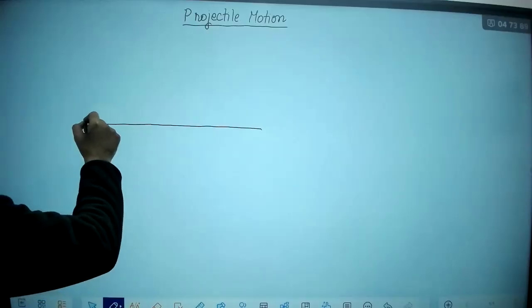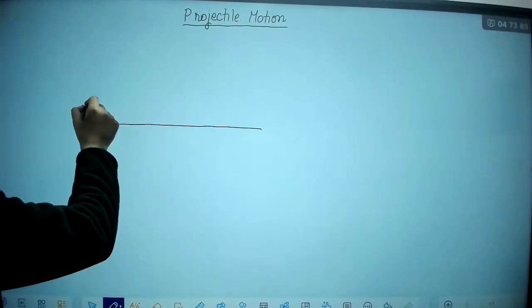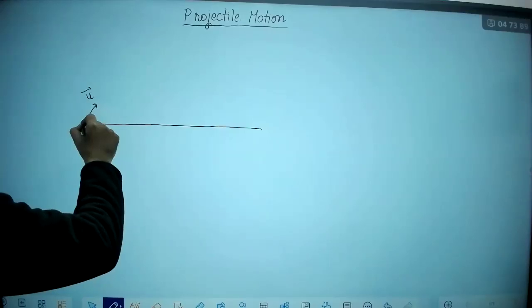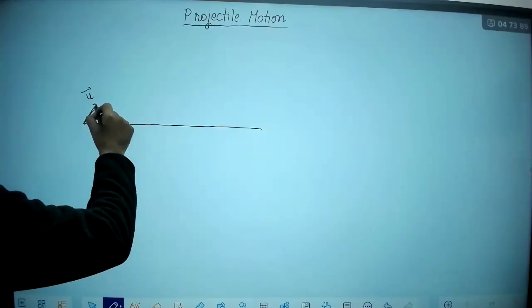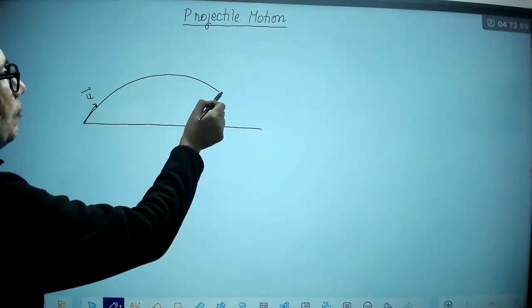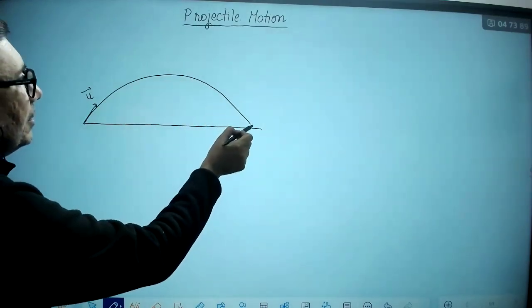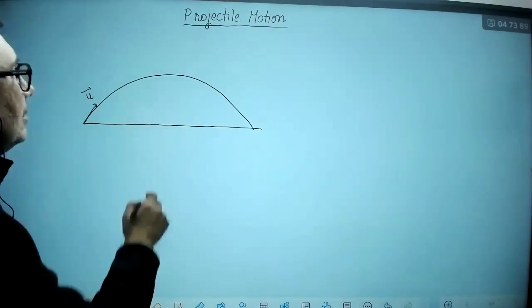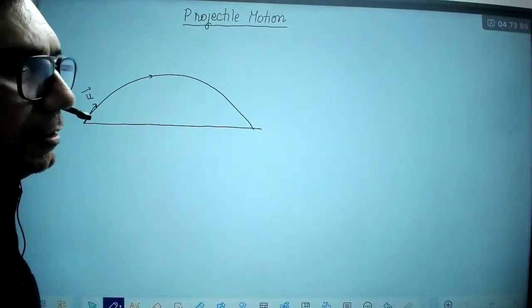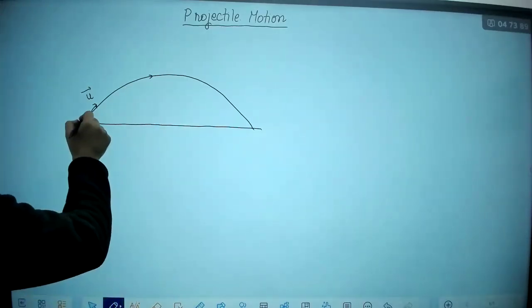And you launch a particle with some initial velocity. Suppose the initial velocity is u, and then after launching, this particle is free to move or travel under the influence of the gravity of the Earth, like this. Then this type of motion is called projectile motion.